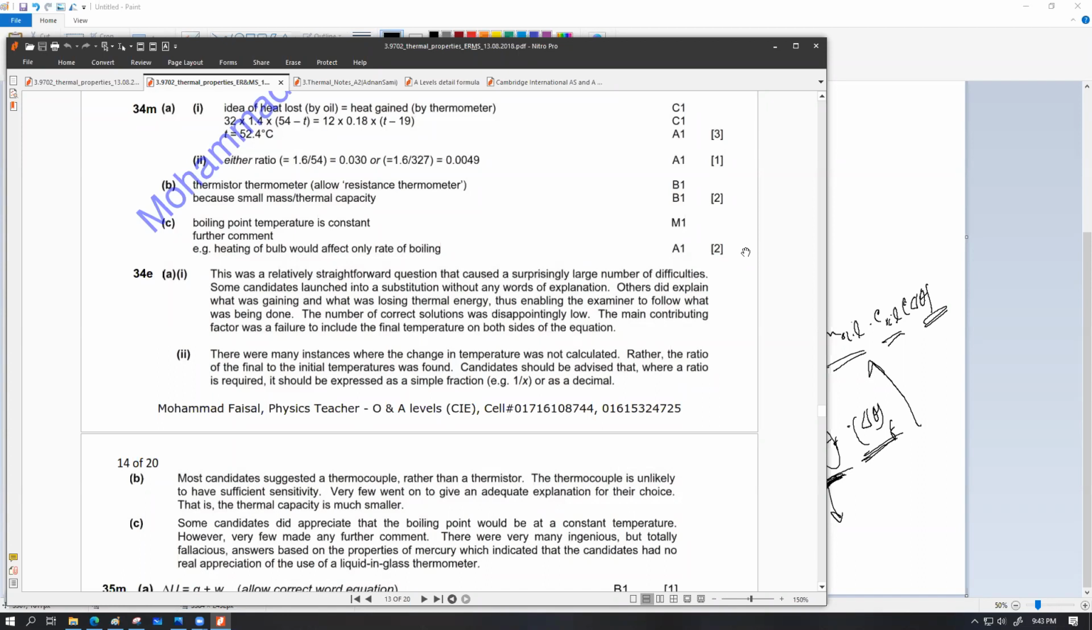I'm not sure why they are not appreciating thermocouple over here. I don't have an answer for this. I honestly don't.